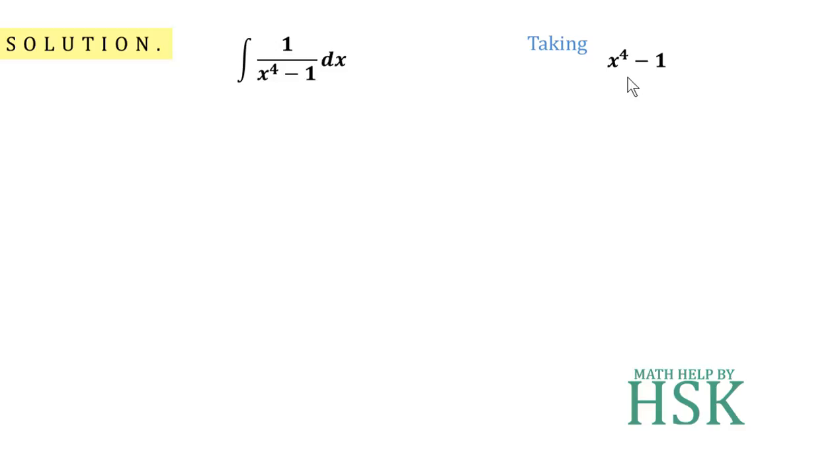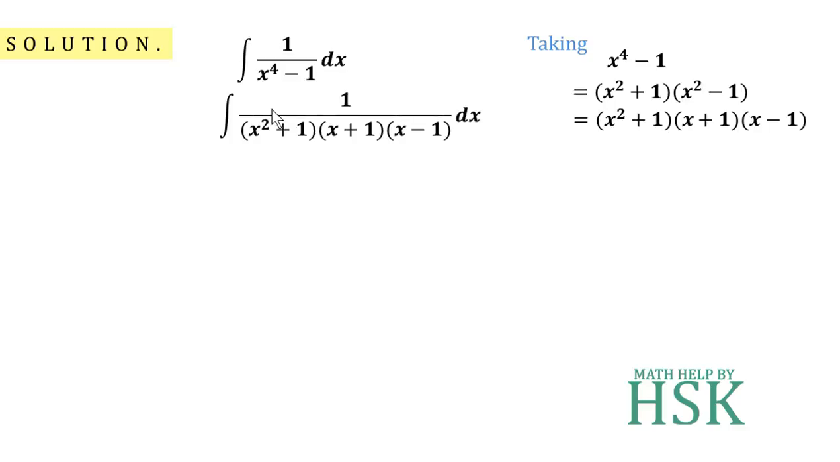Taking x to the power of 4 minus 1, this can be written as x square plus 1 into x square minus 1. I hope there is no problem, applying the formula that a square minus b square is equal to a plus b into a minus b. And similarly, this can be further factorized as x plus 1 into x minus 1. So I get the factors as x square plus 1 into x plus 1, x minus 1. This is going to be placed here, so I'm going to get the integral like this.